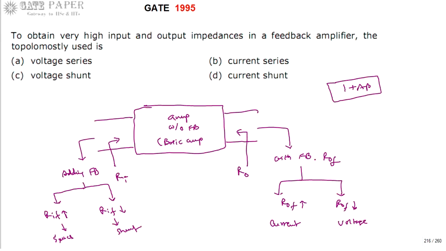So to obtain very high input and output impedances in a feedback amplifier, we require series mixing and current sampling. This is treated as the current series topology. So the answer is B. The right answer is B for this one. Thank you.